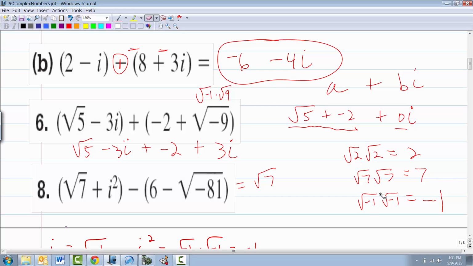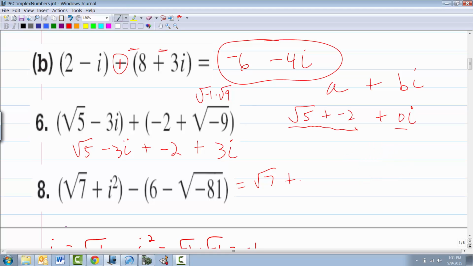No. i squared is root negative 1 times root negative 1, which is? So it's i times i, right. It's just what, everybody? Negative 1. It's a free negative 1. So that's why I wrote that off to the side. You'll get it. That's fine. You have to remember this from last year, though.